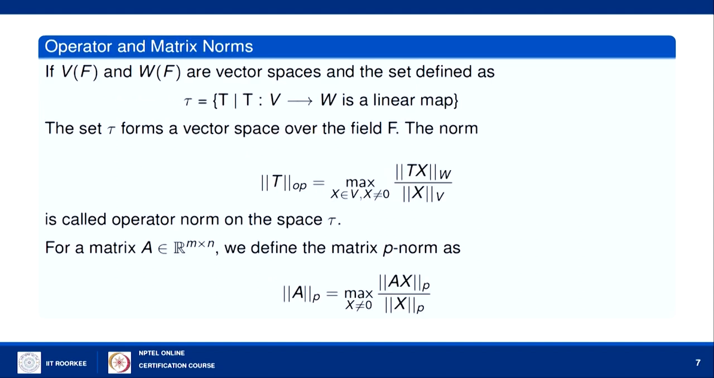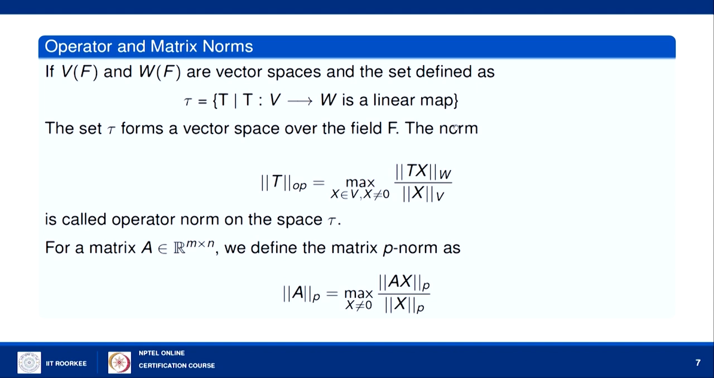Now, come to the second part of this lecture. Again consider that you have two vector spaces V and W defined over the field F. Define tau as the set containing all the linear transformations from vector space V to vector space W. If you carefully see, the set tau forms a vector space over the field F. You can verify it easily: the zero transformation will be there, it will have closure, it will form an abelian group with respect to addition of linear transformations, and so on.